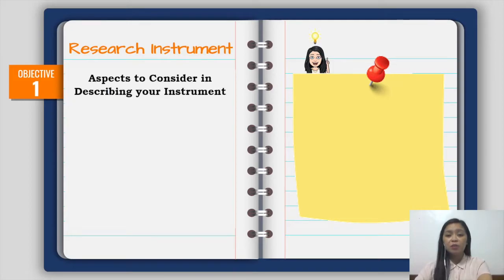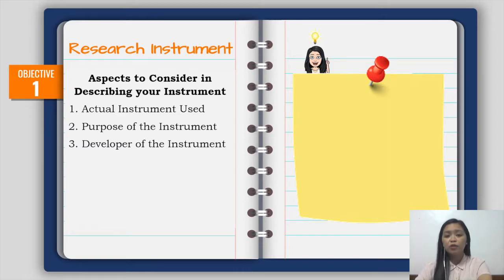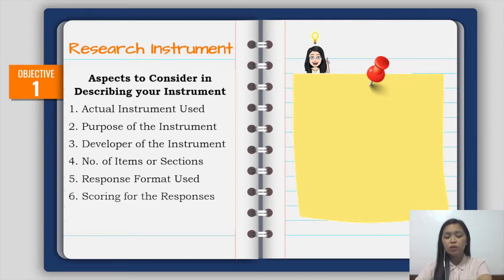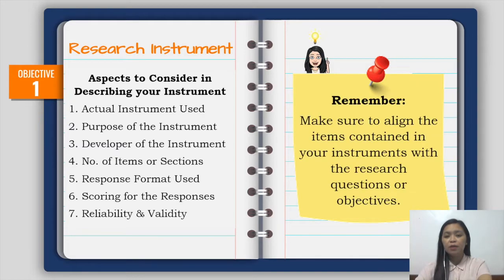Here are the aspects to include in your action research. First, the actual title of the instrument used, purpose, developer or author of the instrument, number of items or sections, response format used, scoring for the responses, and lastly, reliability and validity. You have to remember, make sure that you will align the items contained in your instruments with the research questions and/or objectives.